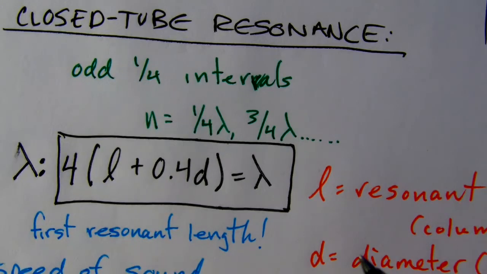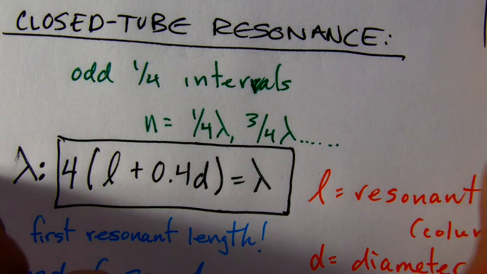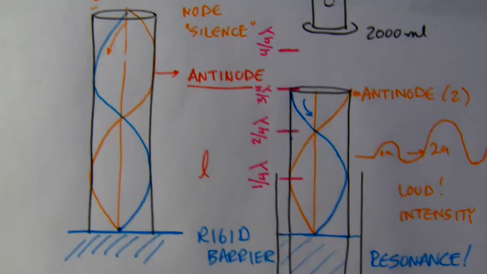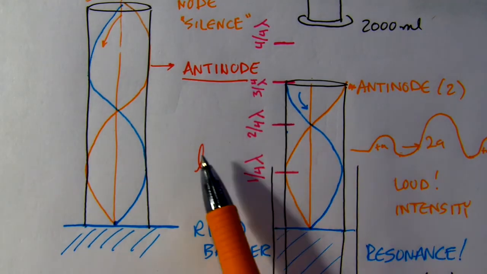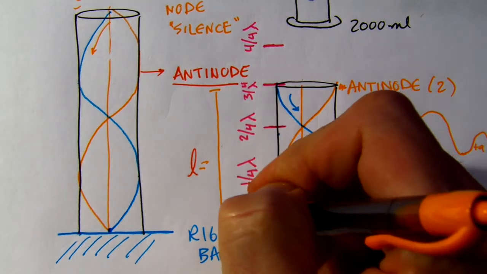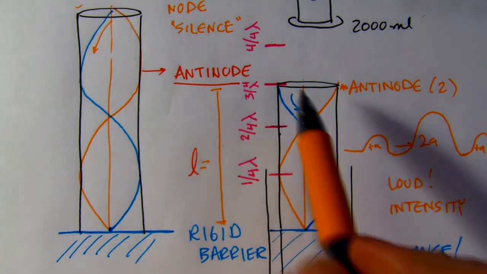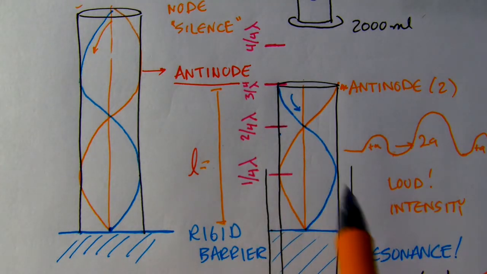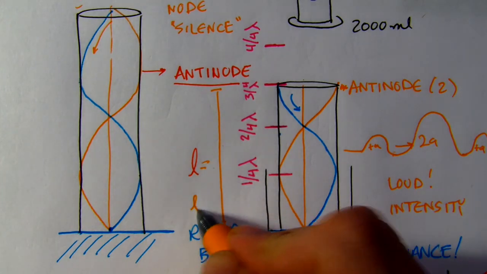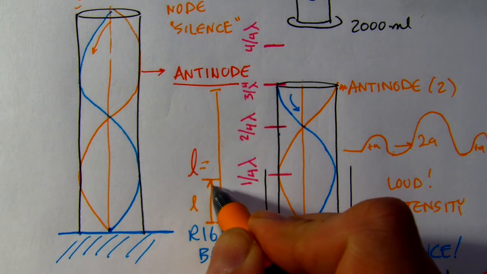Here's where it gets interesting. If we go back to this column here, wherever we had a howling sound, we're going to call that L. That's the inside of the tube from above the water to the top of the tube. But we want the first time it howls, so technically, we want this length here. That is what we call the resonant length.